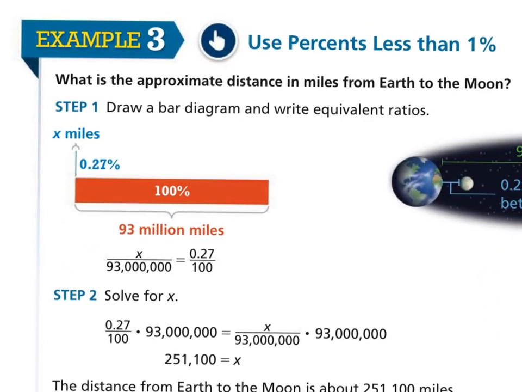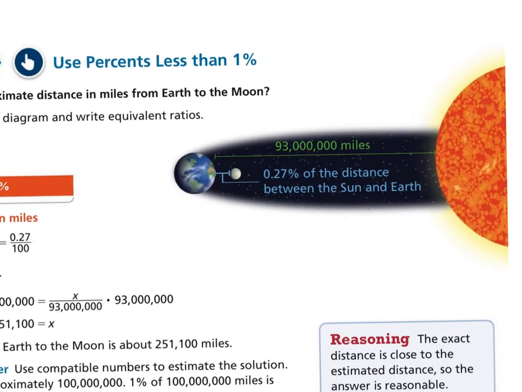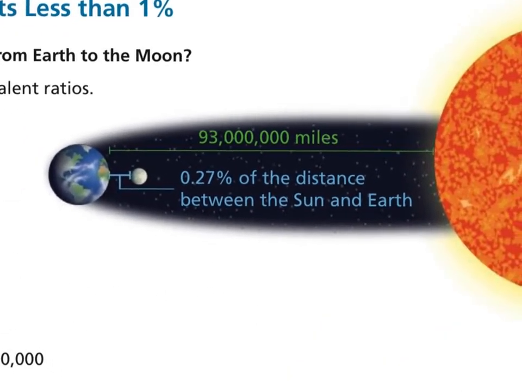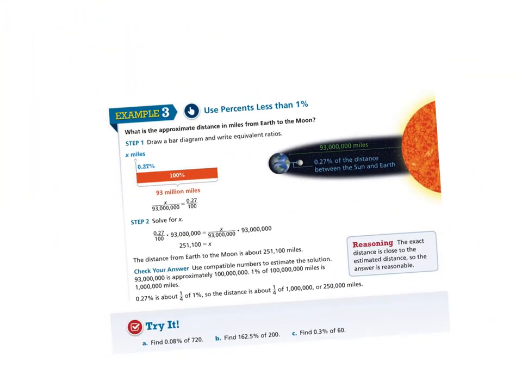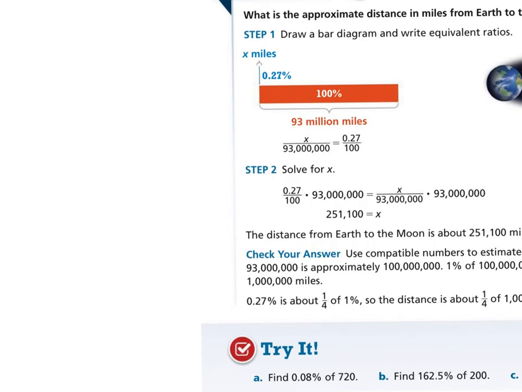What is the approximate distance in miles from Earth to the Moon? So you can see Earth to the Sun is 93 million miles. Earth to the Moon is 0.27% of the distance between the Sun and the Earth. Okay, so again, for this problem, we could figure out what is 0.27% of 93 million.